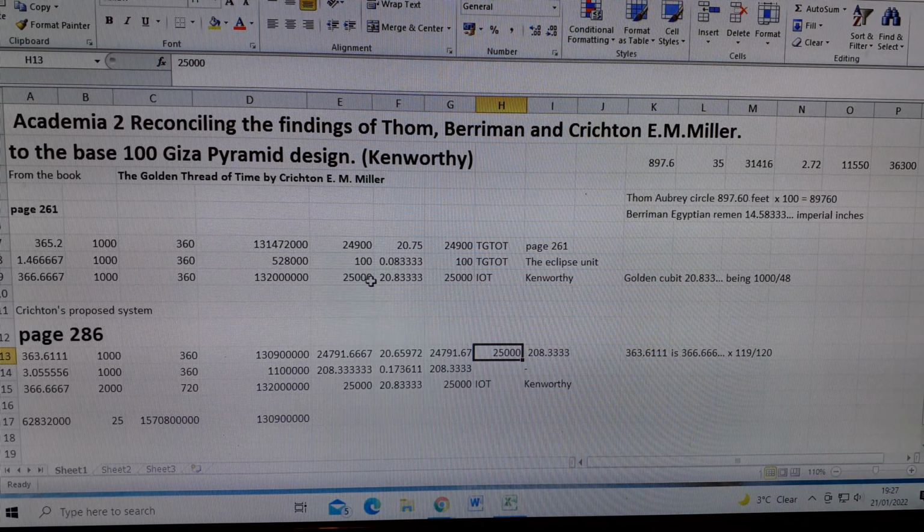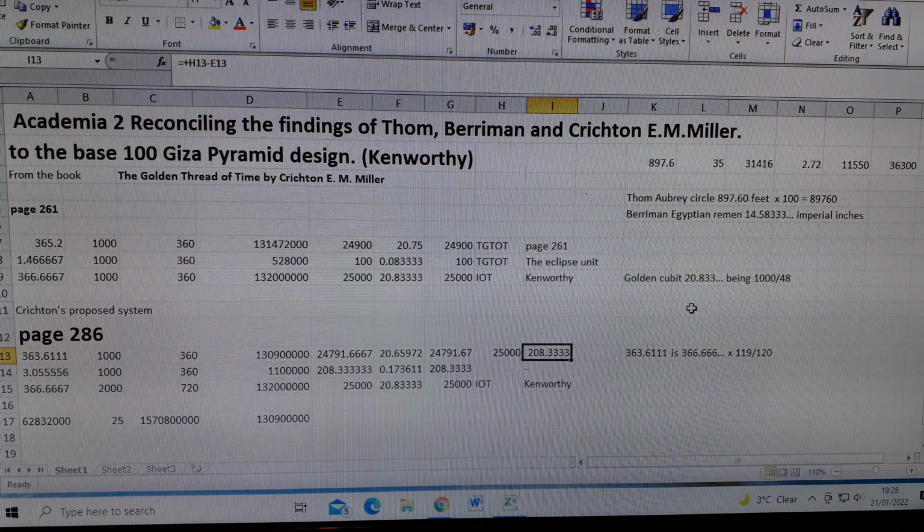which is my suggested standardized great circle that the Earth's circumference is derived against by taking 100 miles off it, we get this 20.833, the base 100 cubit that I've been talking about. And Crichton's cubit, that's in inches, the golden cubit. Crichton's 25 divided by 12 is 2.08333. So we're on the same page here. There's no doubt about this.